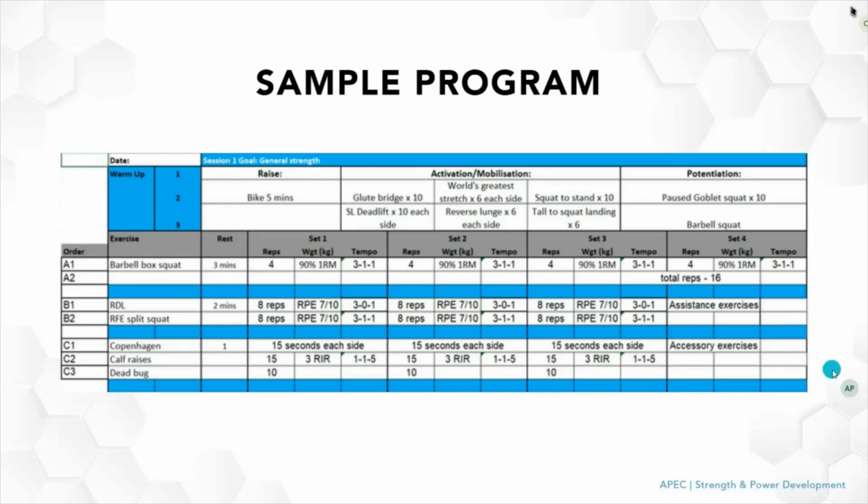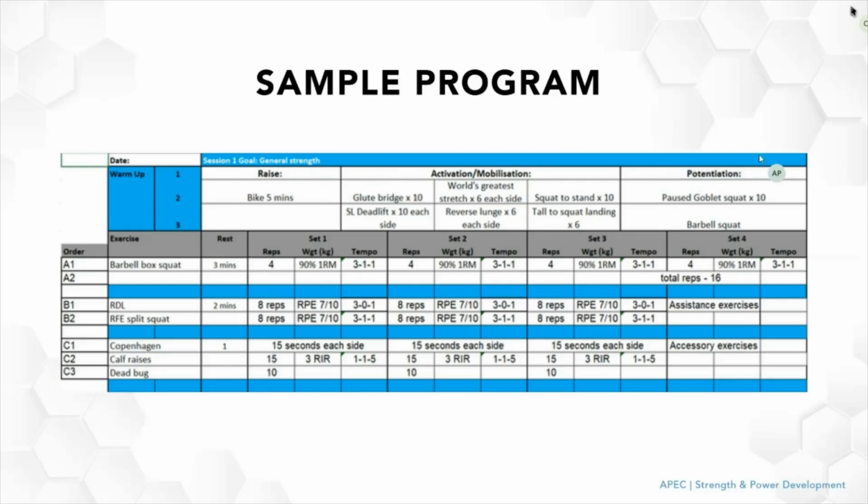So here's one of the templates that we use in APEC from our case studies. We're going to go into just the practical stuff here because we will have covered all the theory in our module. This is a general strength one, the second row down in that table I've just shown you. We're going to go through our raise ramp warm up. We've got our raise section, our activation and mobilization together, and then our potentiation.